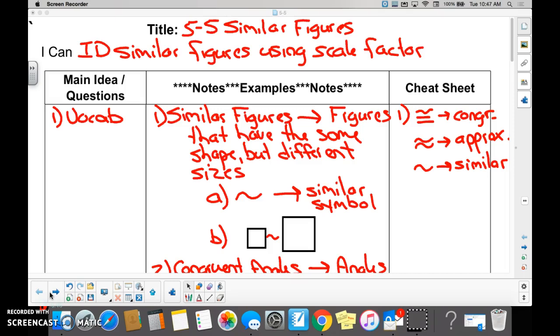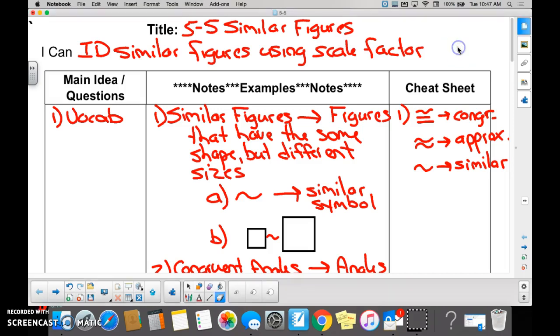Good. Now, one thing I want you to do is take your eraser right now and erase the word scale factor, because I chose not to actually throw scale factor in right now. So you shouldn't understand really what scale factor is. I just want you to change that I can statement to I can identify similar figures, and you can erase using two. Okay?